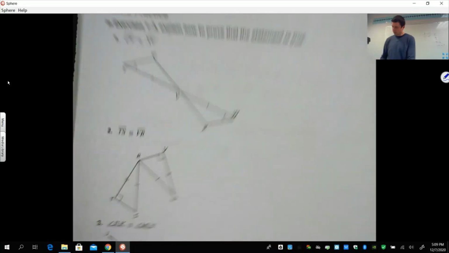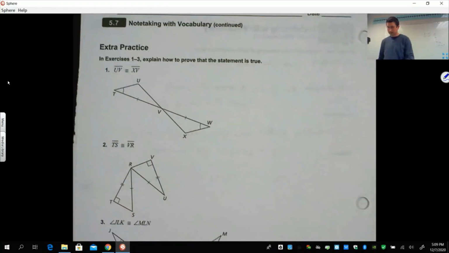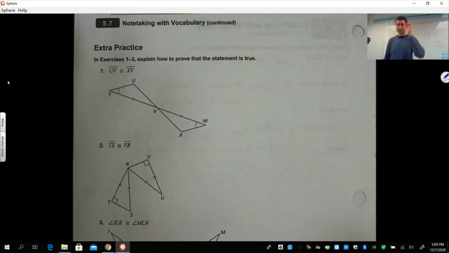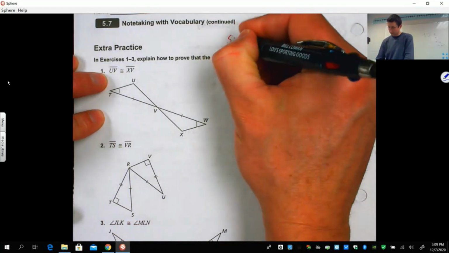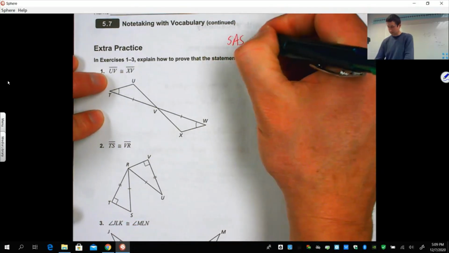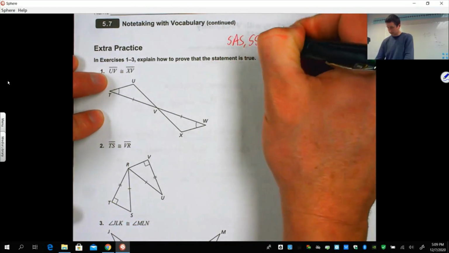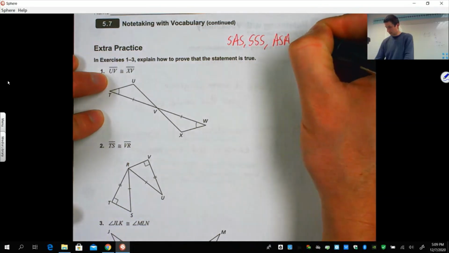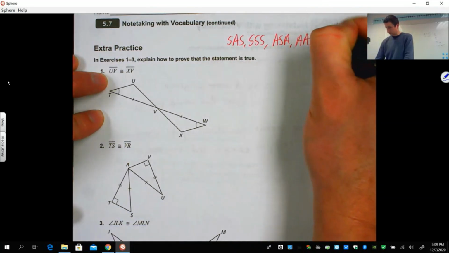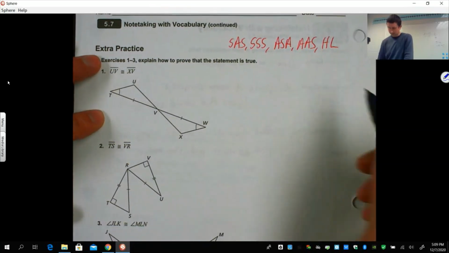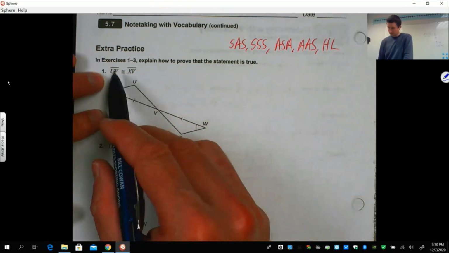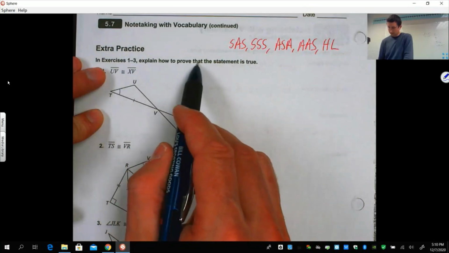So the majority of your questions today here say, explain how to prove that the statement is true. Remember our congruent statements: side, angle, side; side, side, side; angle, side, angle; angle, angle, side; and hypotenuse, leg. There is no side, side, angle. No profanity in geometry.